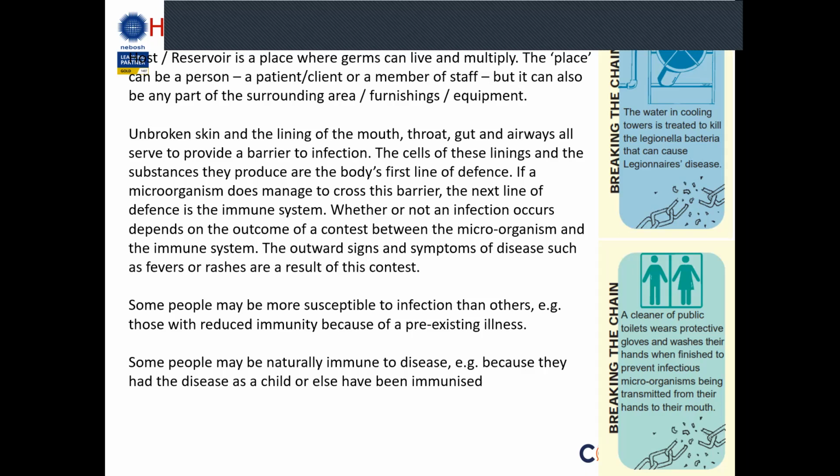A couple of examples on the right-hand side there, just to give you case examples to support this. So top right there, Legionella: the water in the cooling towers is treated to kill the Legionella bacteria that can cause the disease. So it could typically be ultraviolet light or temperatures above 58 degrees. So raise the temperature above the ability for it to live in those environments.